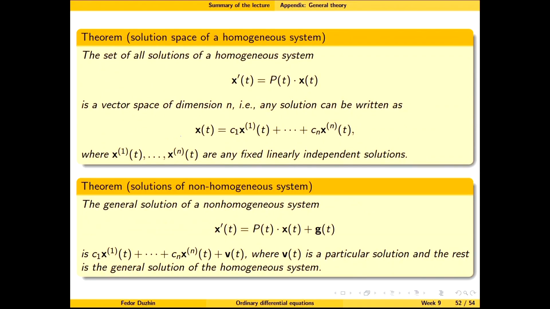If we have a homogeneous system of linear differential equations with n equations and n unknowns, then the dimension of the solution space is n. If we have a non-homogeneous system, then every solution of a non-homogeneous system can be expressed as a particular solution of the non-homogeneous system plus the general solution of the corresponding homogeneous system.